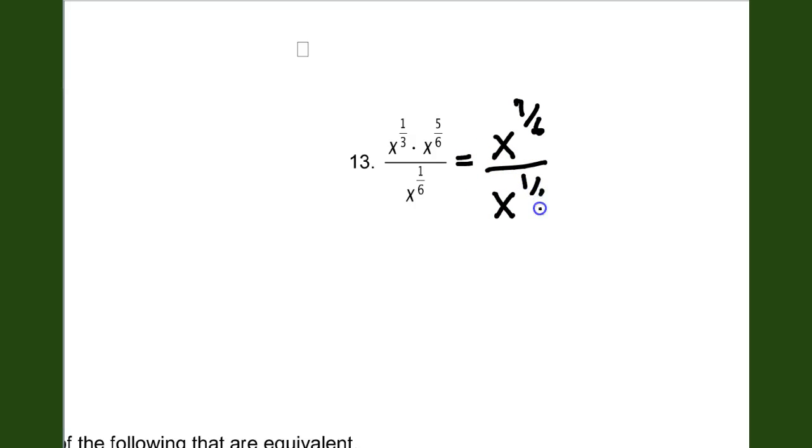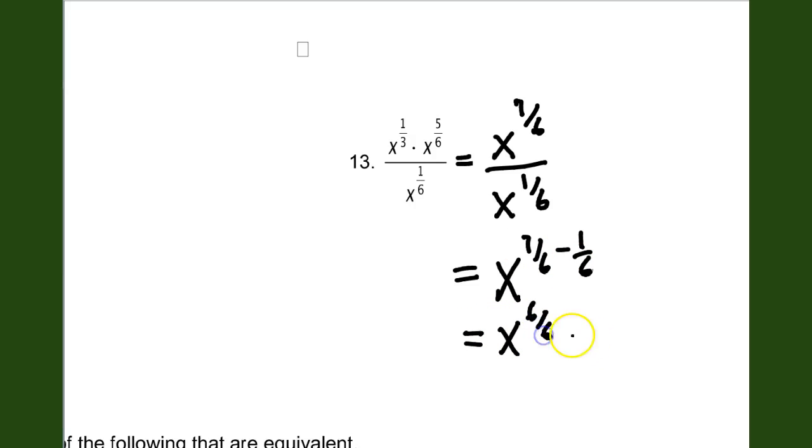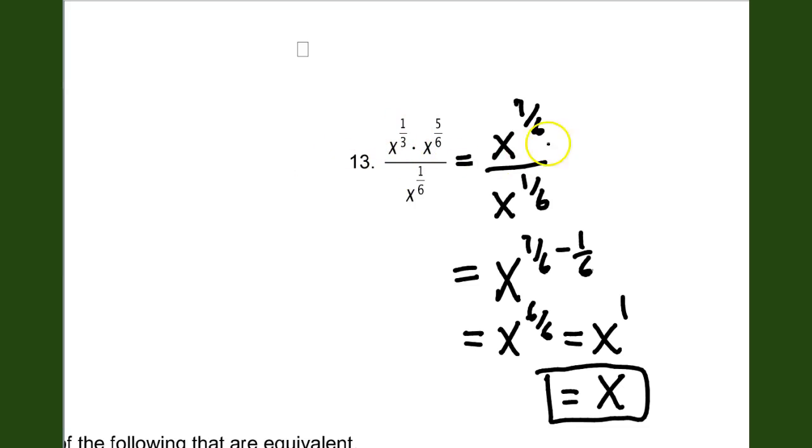And here we still have the same base, two different exponents, so just like before, subtract them. It's going to be 7 over 6 minus 1 over 6, and 7 minus 1 over 6 is 6 over 6, which equals x to the 1. 6 divided by 6 is 1, which equals x. So this problem is not more difficult, doesn't take longer. Just don't avoid it because you think, oh, I don't know how to do that one. It's just basic arithmetic using the exact same rules.